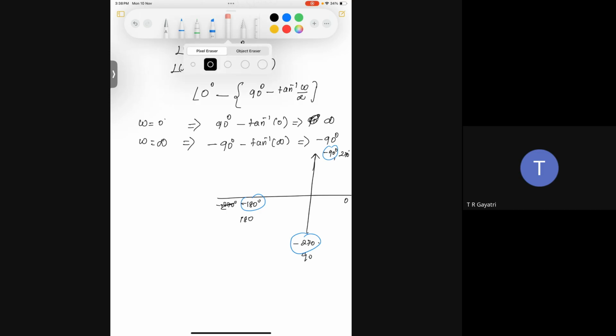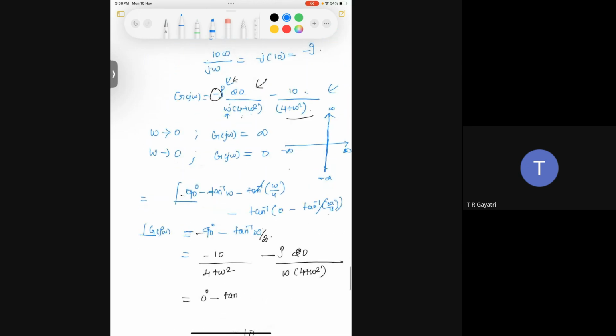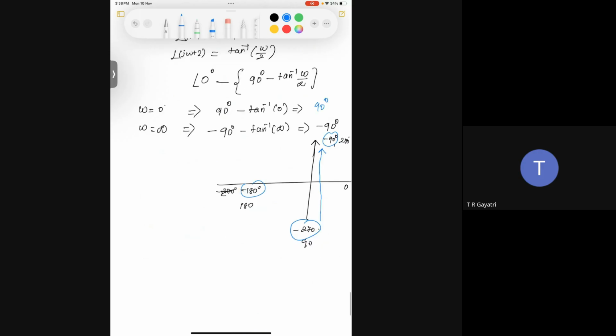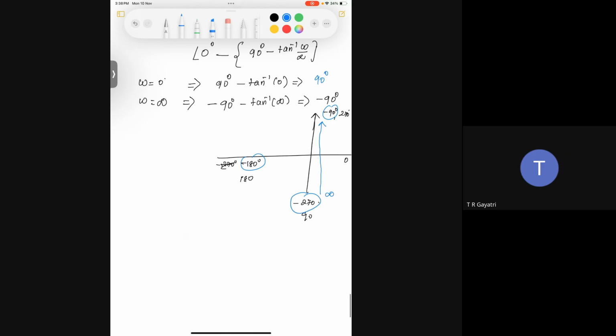So we are making no mistakes. This will be 90, so it comes from 90 to minus 90. If I take this blue rounded thing, 90 would be this direction, so it comes from here to here, straight, from 90 to minus 90. From the magnitude, it comes from infinity to 0, so the angle goes from 90 at infinity to minus 90 at 0.